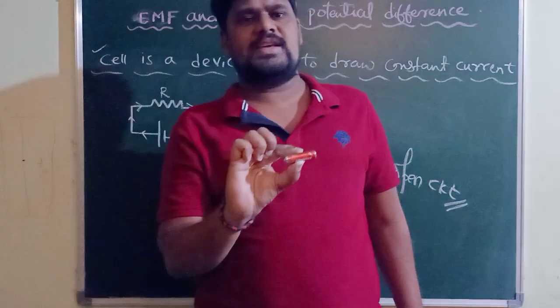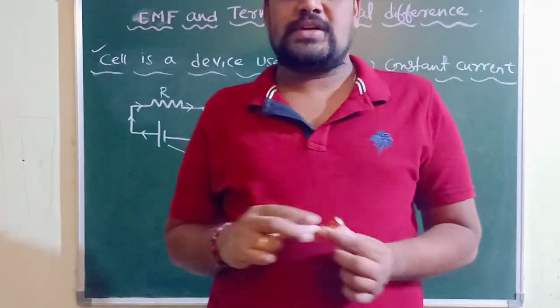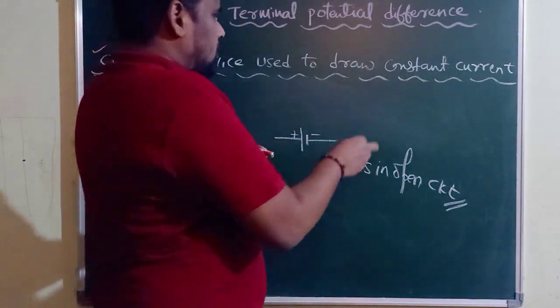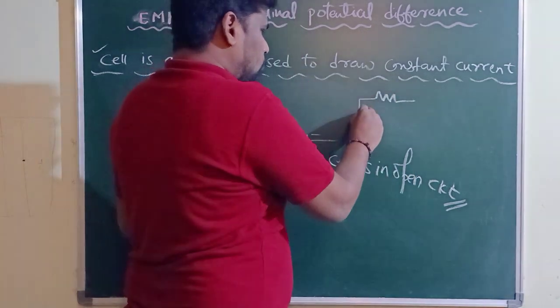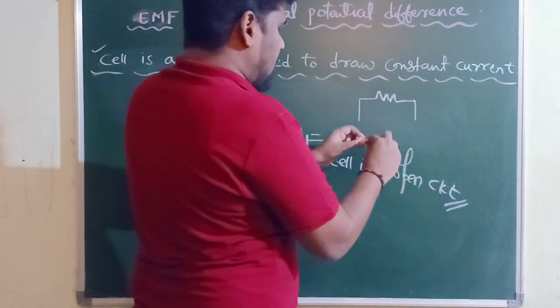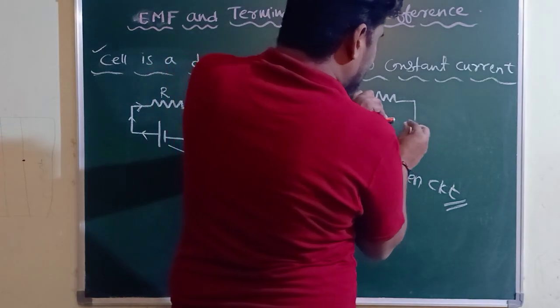That's why the cell is said to be in which circuit? Open circuit. Suppose the two ends of any conducting wire are connected across a cell.